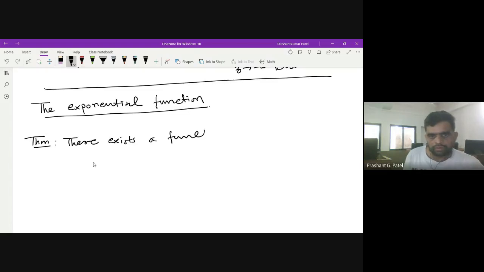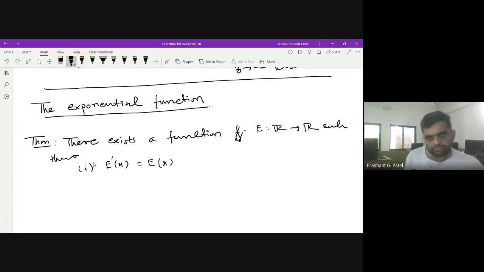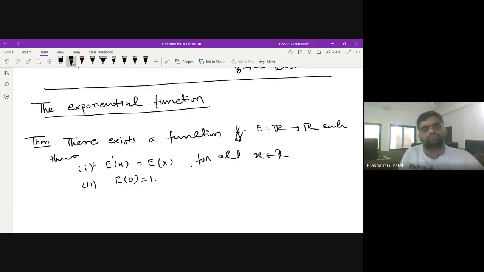a function e from R to R such that it satisfies two properties. The first one is that the derivative of the function is the function itself, for all x belongs to R, and the second one is that the function is non-zero, in particular e of 0 is 1. So this statement tells you that there is the existence of a function which is non-zero and whose derivative is itself.